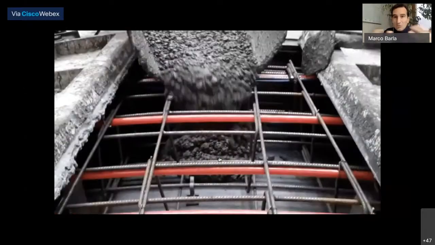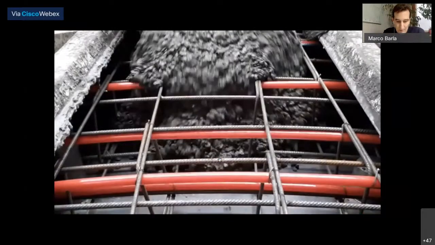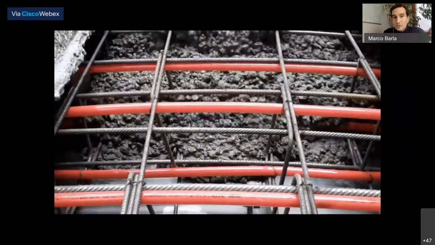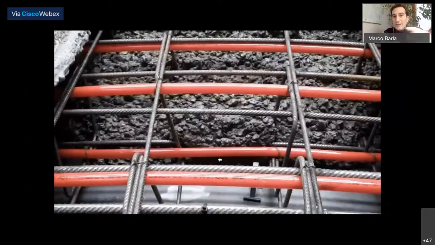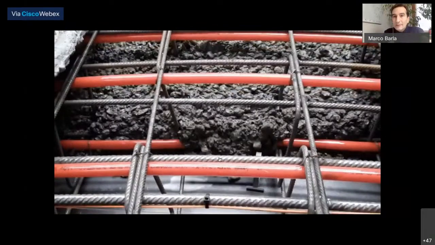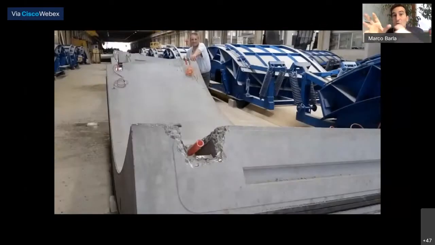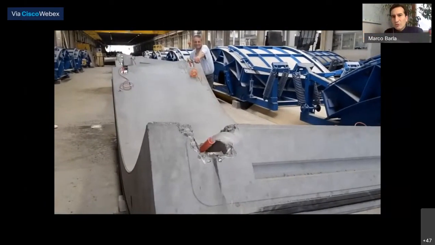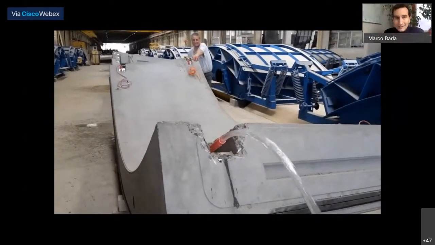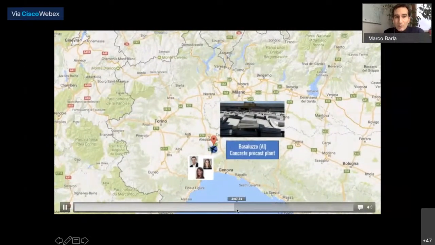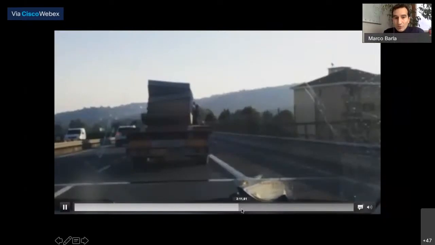So this is normal procedure, no delays are added to the process. Once the casting is completed, then usually the segments rest for some time, then they are removed from the mold. We tested also that the pipes didn't get stuck in the mold during the process, and then they were moved to the construction site.